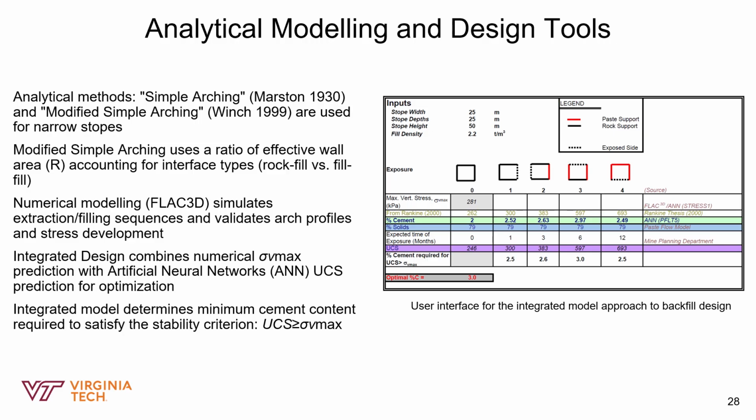This method is crucial because it uses a specific ratio that is called the effective wall area, R, and this ratio accounts for the different interface types that we see.